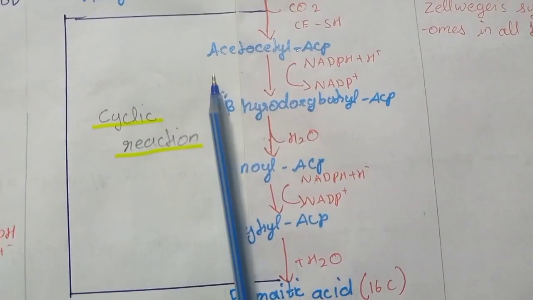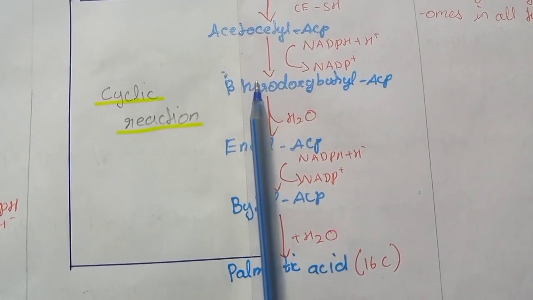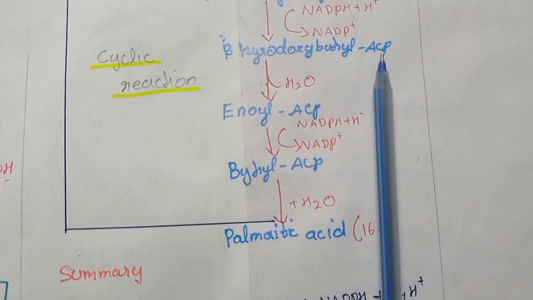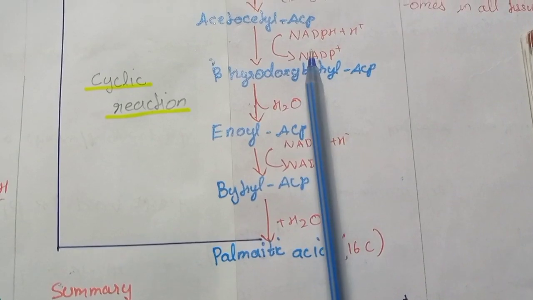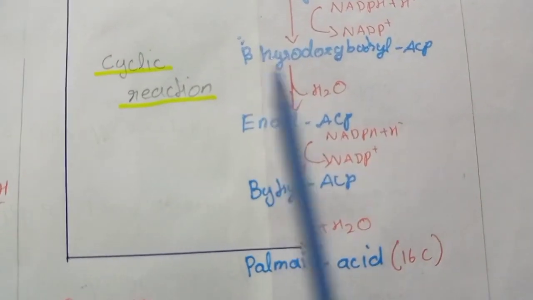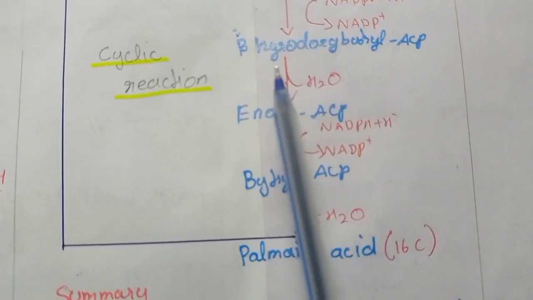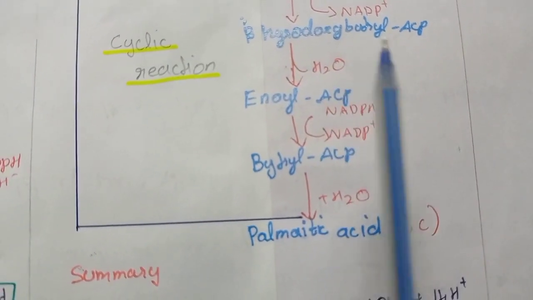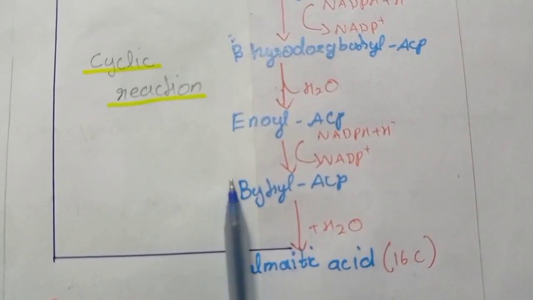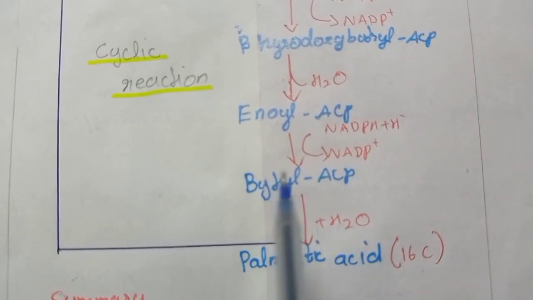The next step is in which acetoacetyl ACP is converted to beta hydroxy butyryl ACP. In this process, 1 NADPH is utilized. The next step is beta hydroxy butyryl ACP is converted to enoyl ACP. This is also called a dehydration step because 1 molecule of H2O is released. Next, enoyl ACP is converted to butyryl ACP. In this process, NADPH is utilized.